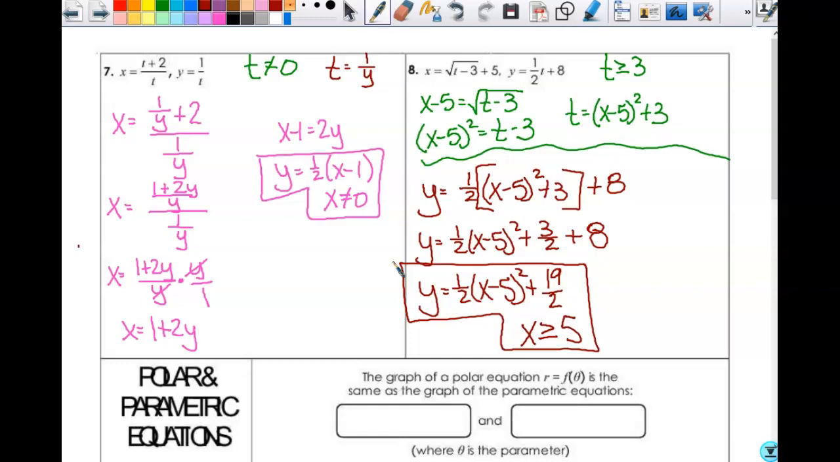What questions do we have? Everybody good? Okay, so that's taking parametrics and putting them into rectangular. So now let's look at polar and parametric.